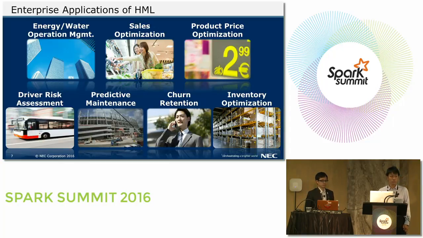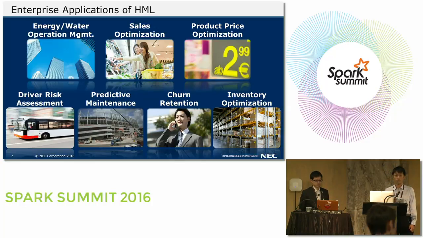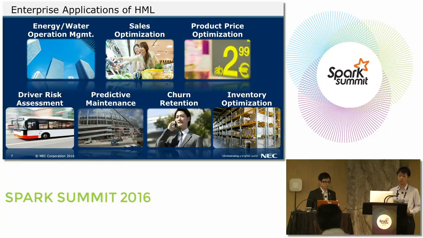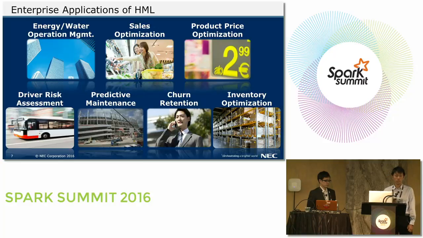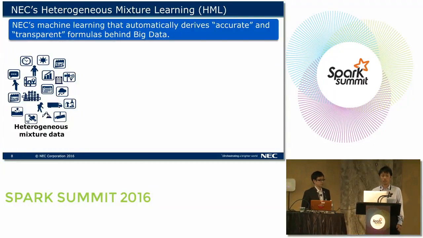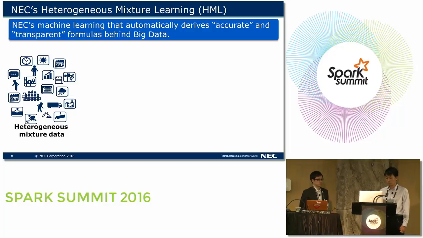Smart transportation is a very hot topic in the market. A very interesting use case we have developed very recently is driver risk management. Basically, using sensor information, driver information, and human resource information, by combining all together, we produce a prediction of the risk of accident per driver, and then assign the appropriate training. Preventive maintenance and churn retention are very common use cases and very important for NEC. So we are providing this kind of predictive analytics services based on a single algorithm that we call HML.